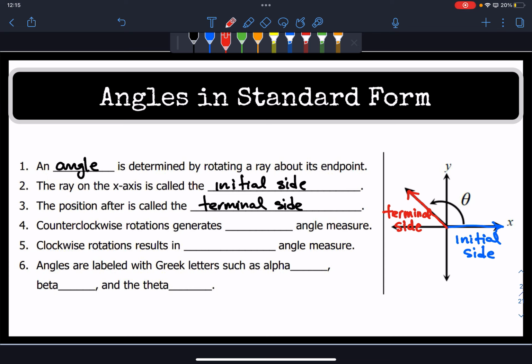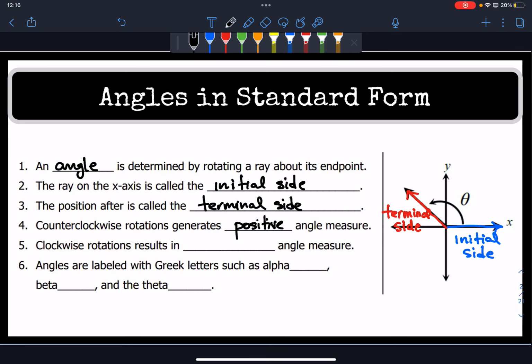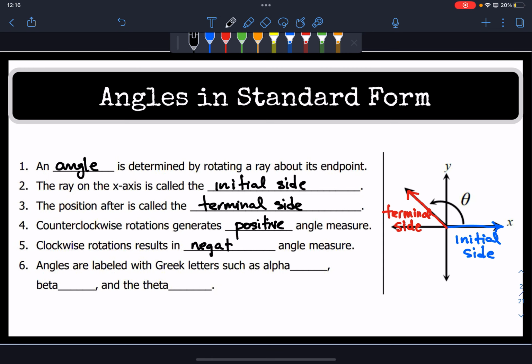And if you're bilingual, or specifically in Spanish, you'll see that that word is like terminal, to end. So it's where the angle ends. Now rotating counterclockwise, a counterclockwise rotation generates a positive angle, and rotating in the direction of a clock results in a negative angle.